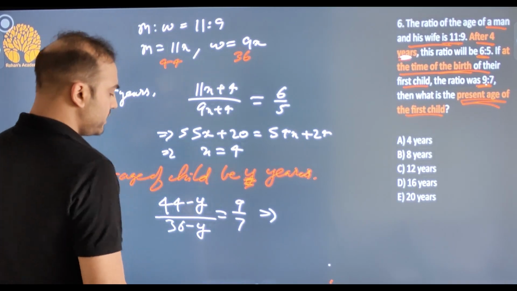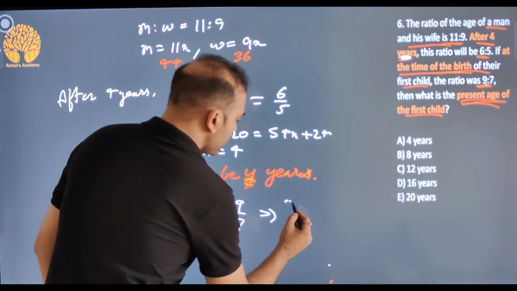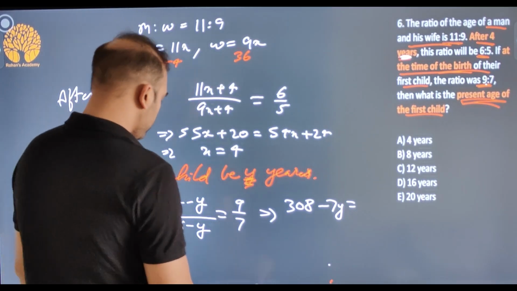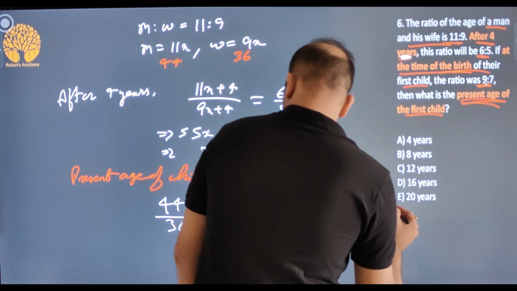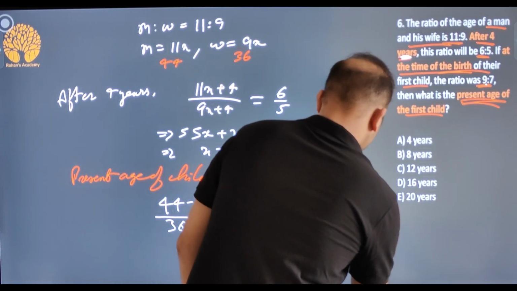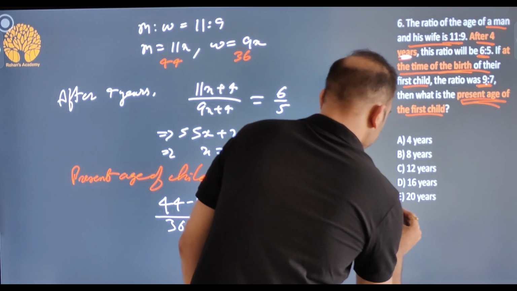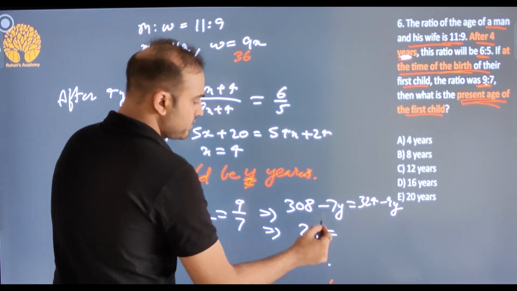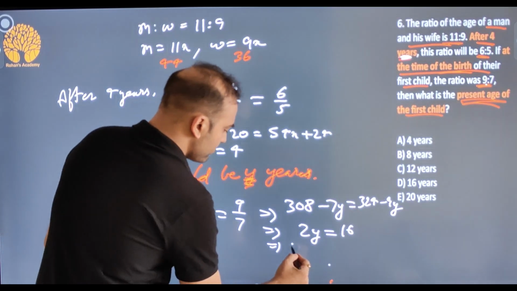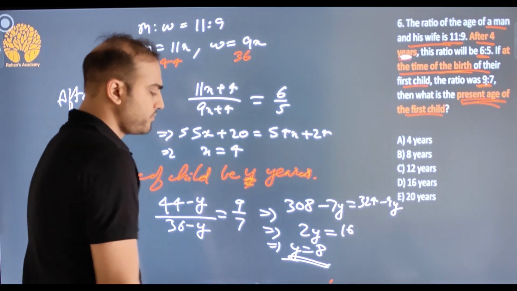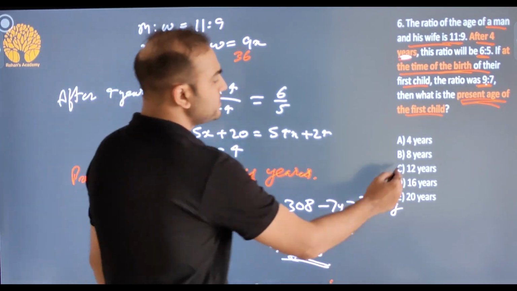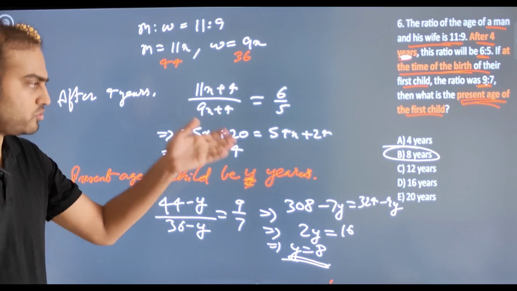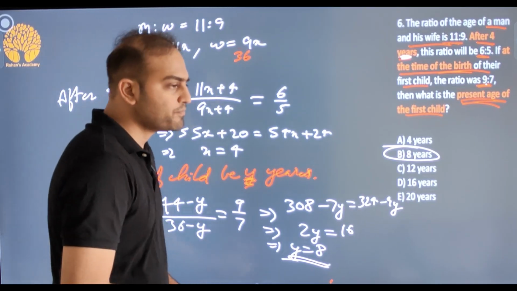Again we cross multiply: 308 minus 7y is equal to 324 minus 9y. 2y is equal to 16, y is equal to 8. That means the child is 8 years old now, because the child was born 8 years ago. So today the age of the child is 8 years.